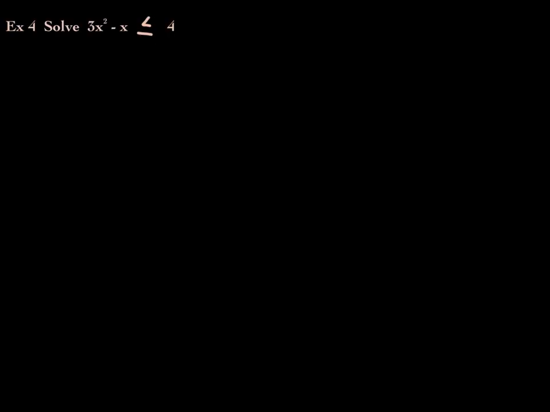Okay, folks, this will be the last example we look at for this lesson. Let's get right to it. Solve 3x squared minus x is less than or equal to 4. All right, so let me walk you through this problem. First of all, we know that we can subtract 4 from both sides, and so this inequality can be rewritten like this.